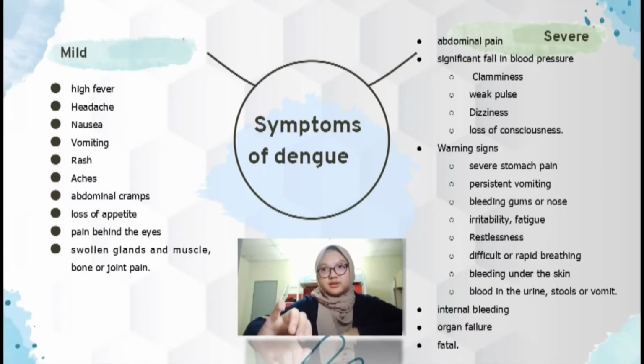People with severe dengue fever will develop warning signs quickly. The warning signs are very threatening and usually begin either the first or second day after the fever goes away. Warning signs include severe stomach pain, persistent vomiting, bleeding gums or nose, irritability, fatigue, restlessness, difficult or rapid breathing, bleeding under the skin, and blood in the urine, stool, or vomit.